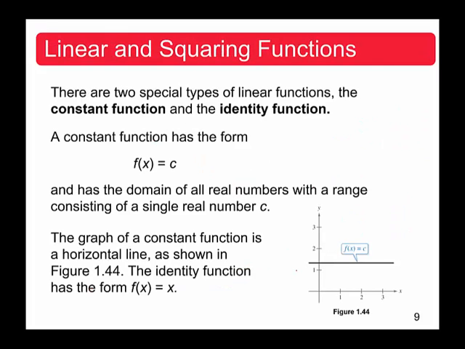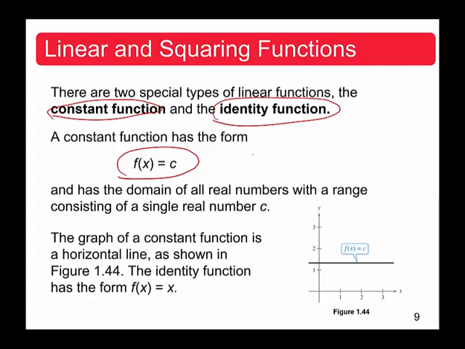Now, two special types of linear function. One of them is the constant function. The other one is the identity function. So the constant function is f of x equals c. Since it's a constant function, it doesn't go up or down. It remains flat. So f of x equal to c goes here. c could be any constant along the y-axis.